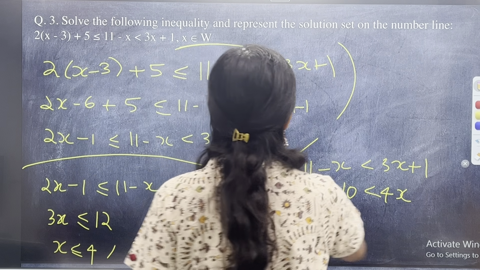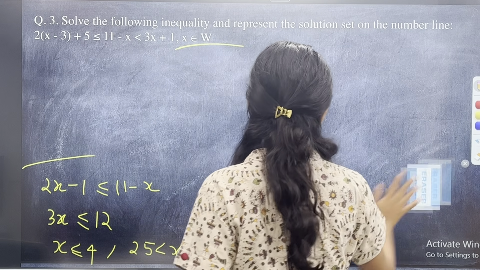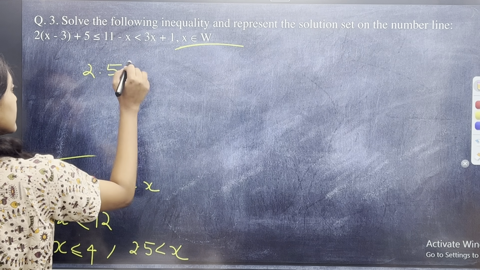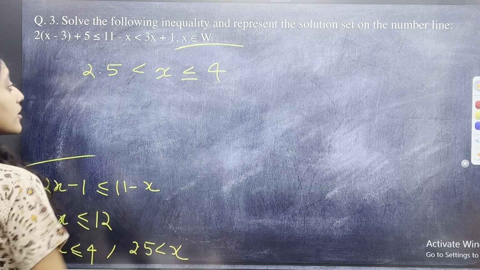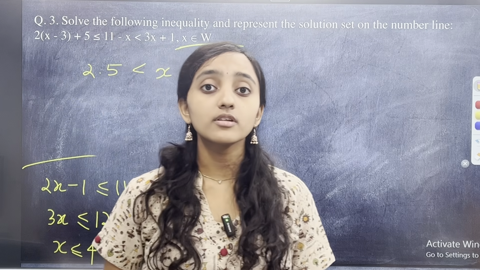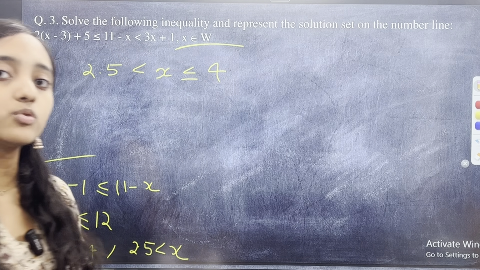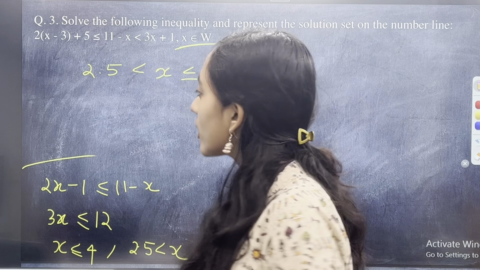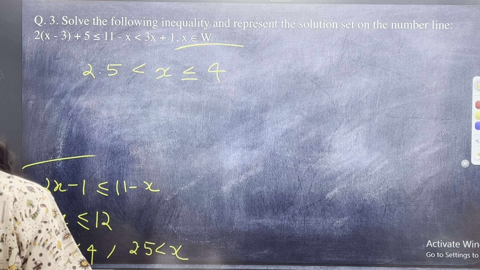So when I am trying to combine both the parts of the equation, what I'm essentially getting is 2.5 is less than x is less than or equal to 4. Okay, this is what I'm getting. This is a decimal. But it's written in the question that x belongs to W. What does W mean? 0, 1, 2, 3. It means only whole numbers. It does not mean any decimals. So what will I do? It's written 2.5 is less than x is less than or equal to 4.